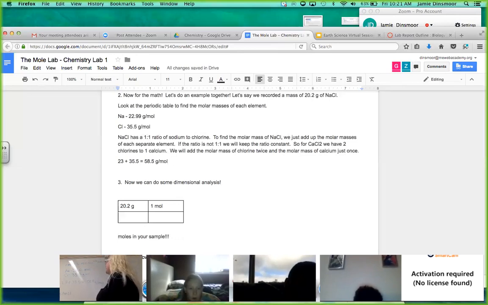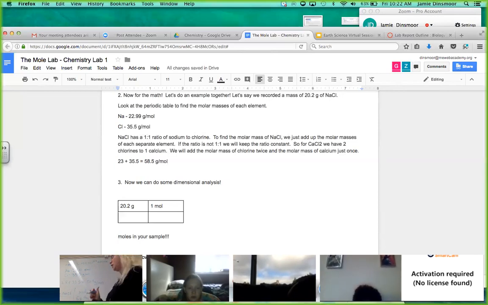So in order to do that, let's look at what we know. We know the grams here. Here I see grams per mole. We need to get rid of grams, right? Grams is going to go on the bottom, and moles is going to go on the top.